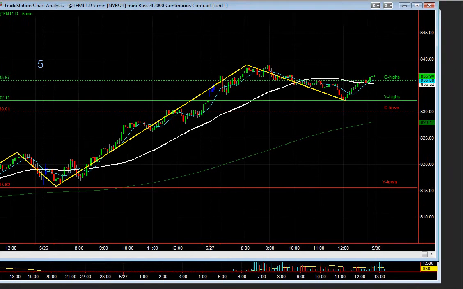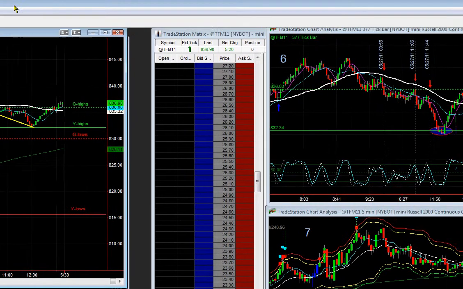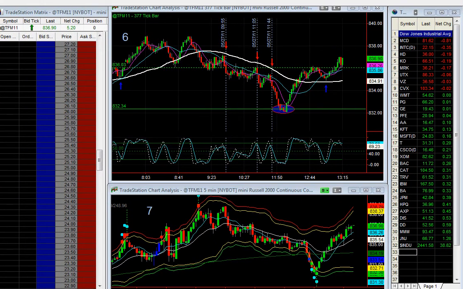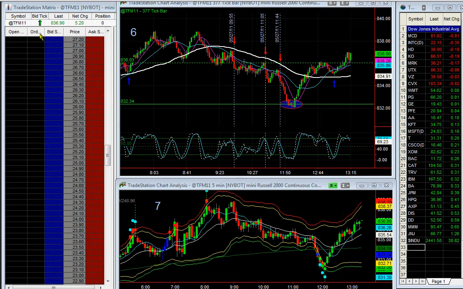Now I'm going to move over to my, here's my 377 tick chart. This chart is a beautiful chart. I love it dearly. It keeps me in a trend, and as I typically think a 2-point range is just chop, and once we get to 3 points, then that could be the start of a trend.